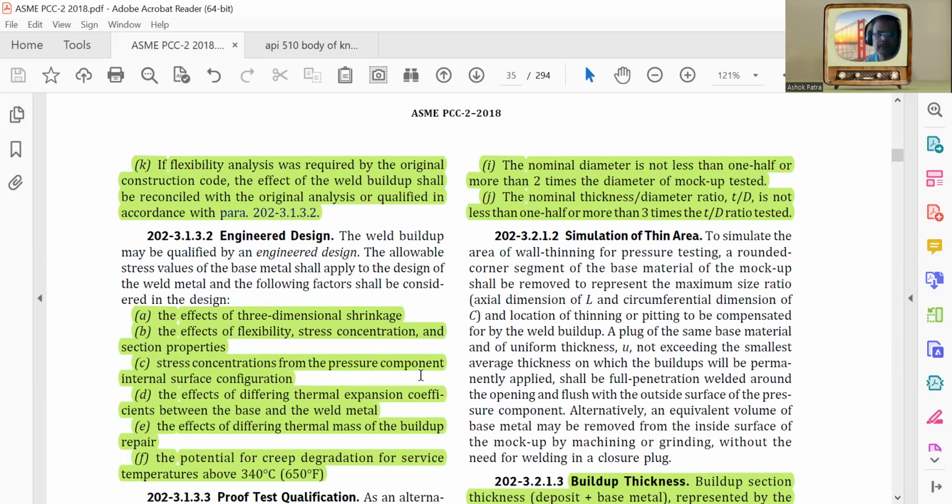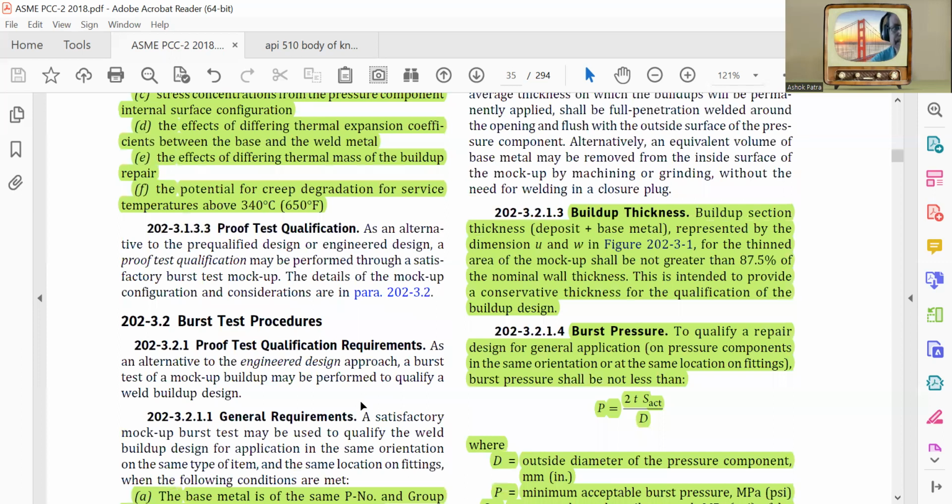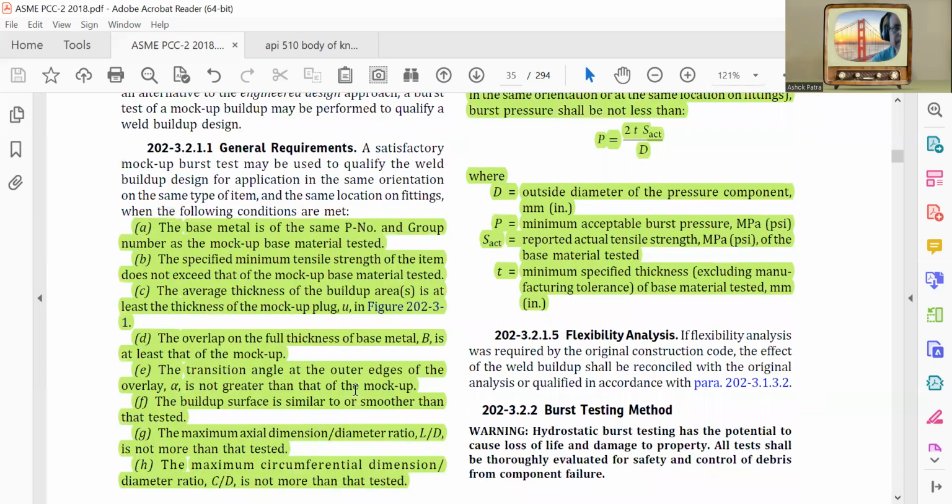Stress concentration from the pressure component, internal surface configuration, the effect of differing thermal expansion coefficient between the base metal and the weld metal, the effect of differing thermal mass of the build-up repair, the potential for creep degradation for service temperature above 340 degrees centigrade or 650 degrees Fahrenheit. General requirements.